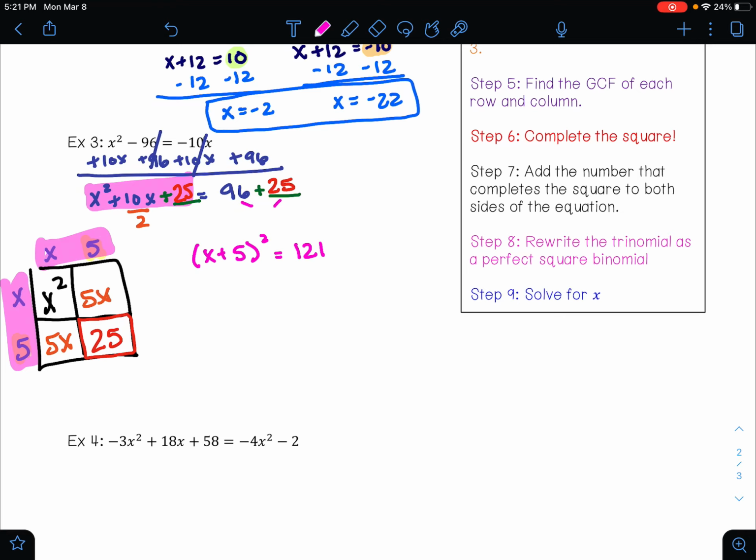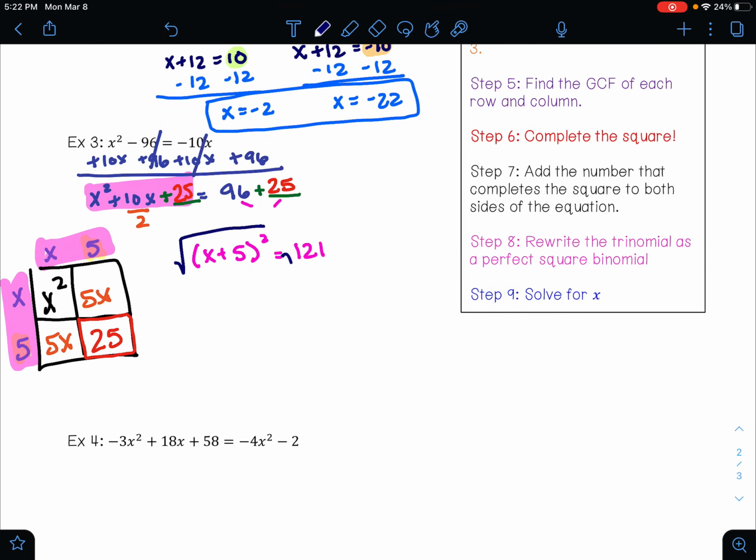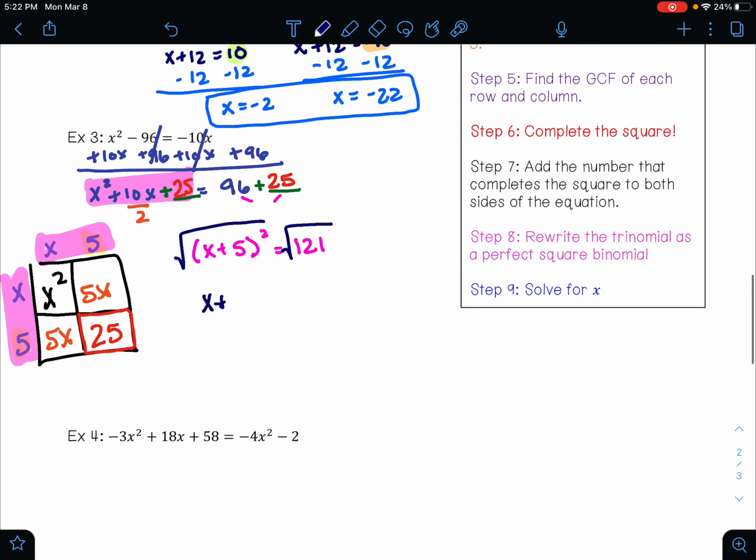From here, we can solve for x. To undo the square, I'm going to take the square root of both sides. The square root undoes the square and leaves me with x plus 5. Whenever you take the square root of a number, it's always plus or minus. The square root of 121 is 11.